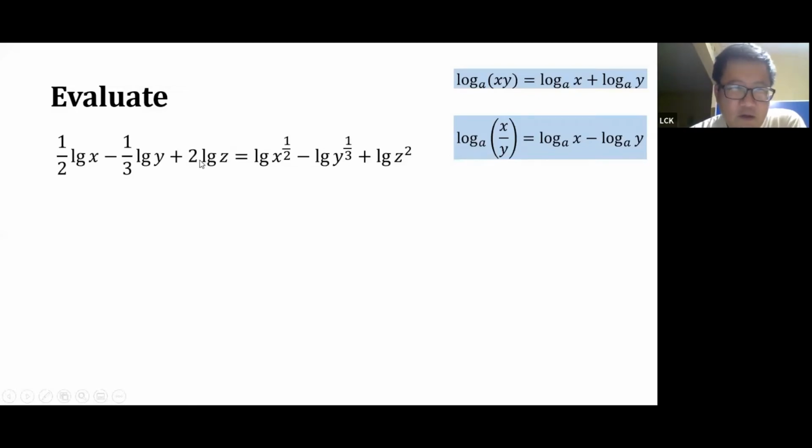You see a half, bring it up. You see a 1/3, bring that up. You see a 2, bring that up. And that's what you get.